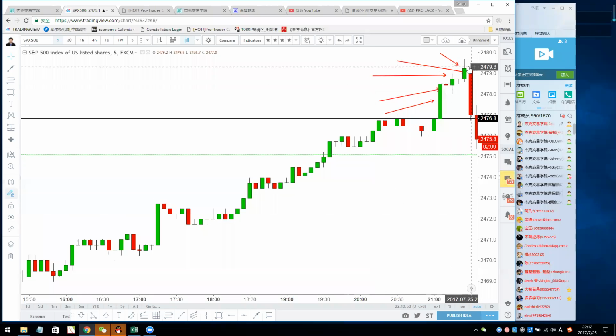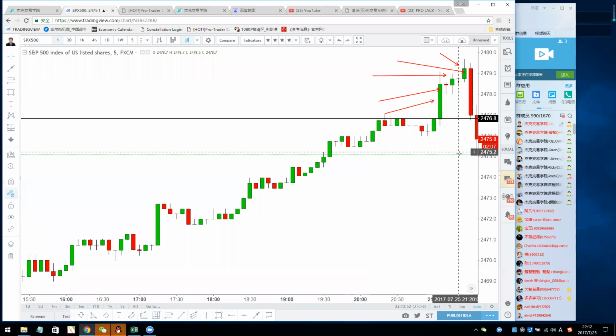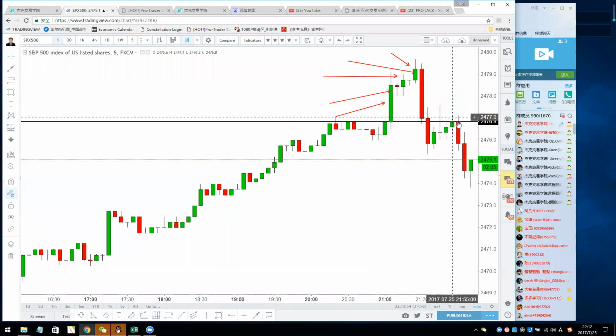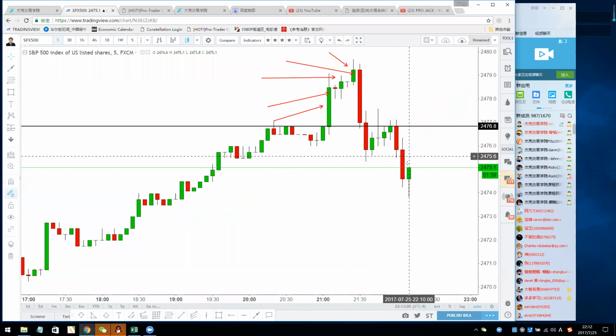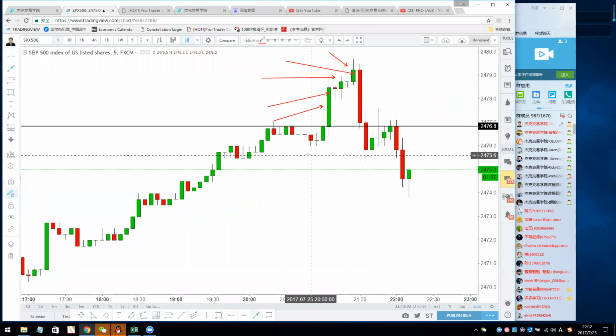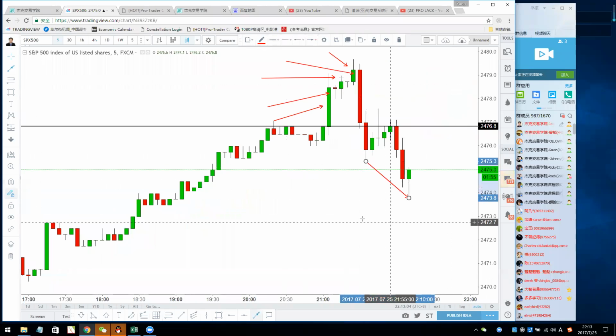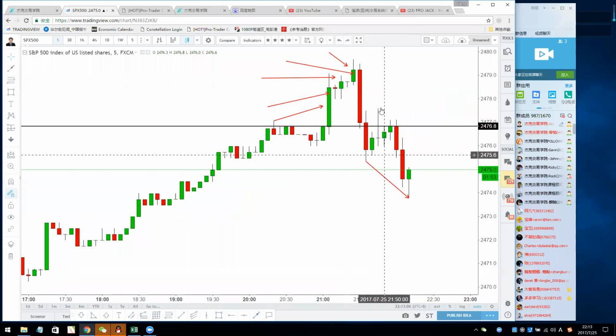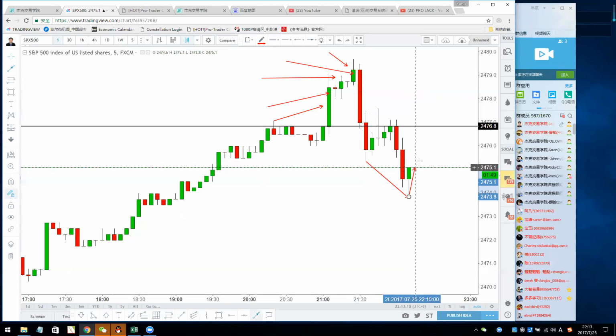Okay, and then a big bearish candle comes. It retested 2476 already, retest 1, 2, 3, 4, 5 times, and now another new low comes. This makes sense to me. The first low created the second low. So now the price is pulling back.